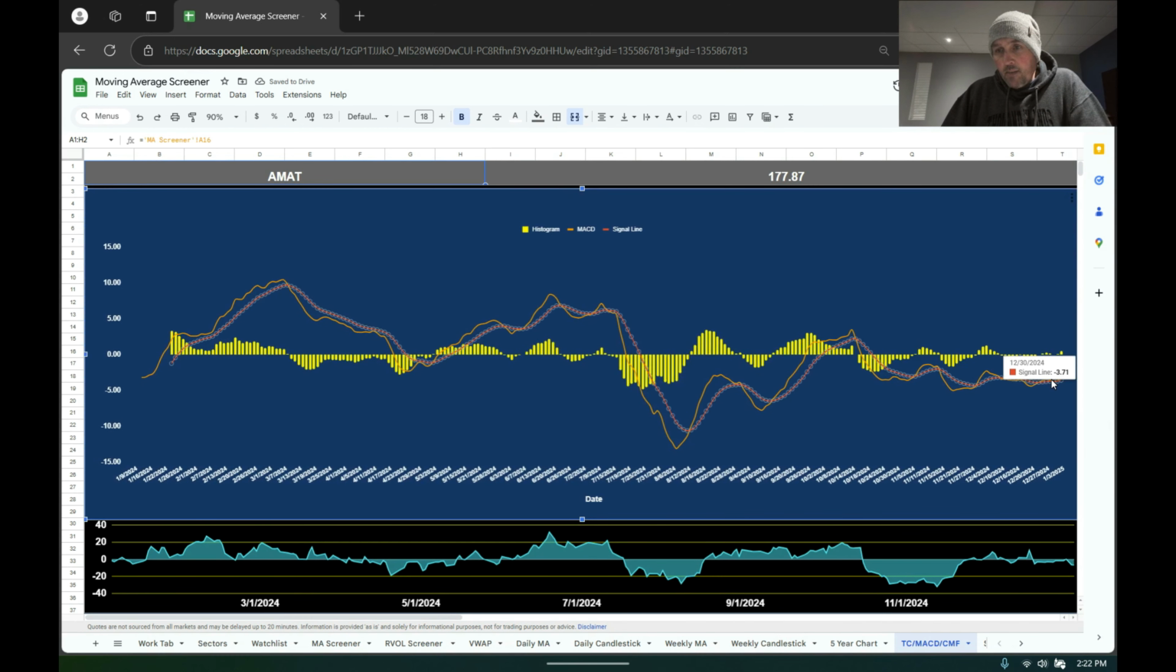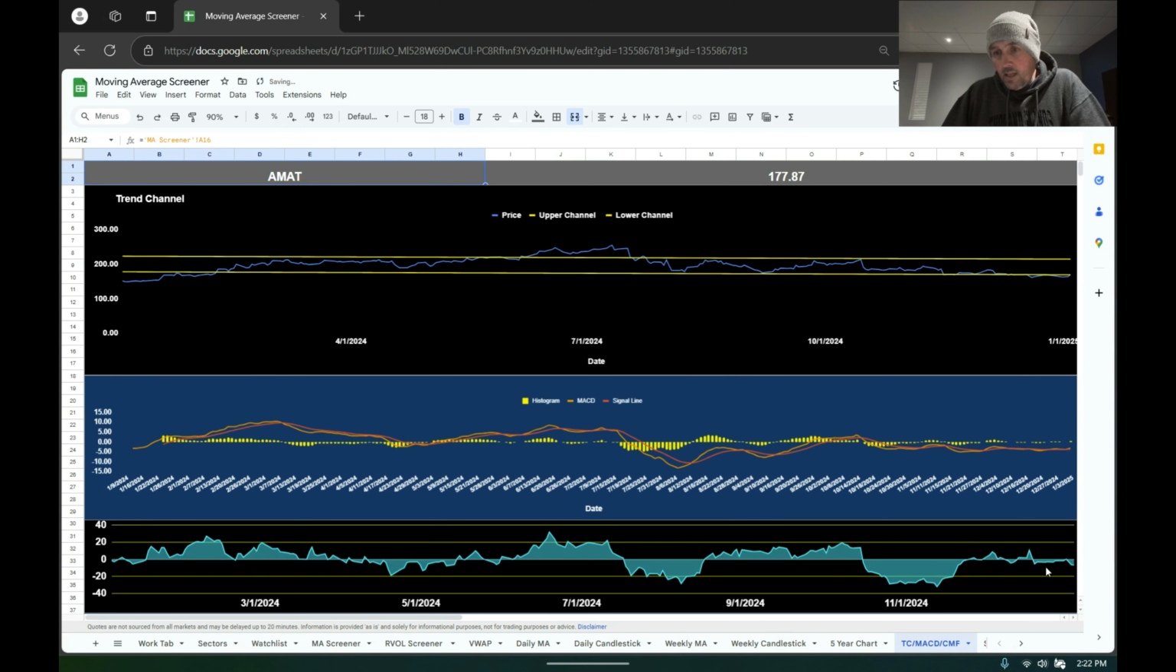You can see it crossed. It came down and hit the signal line again, and then crossed. And today it's going to go up higher. When we close the market today, we are tight to the zero line. It was trending down, but we should reverse back up.